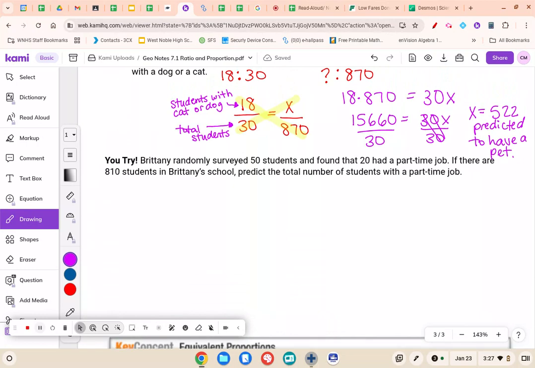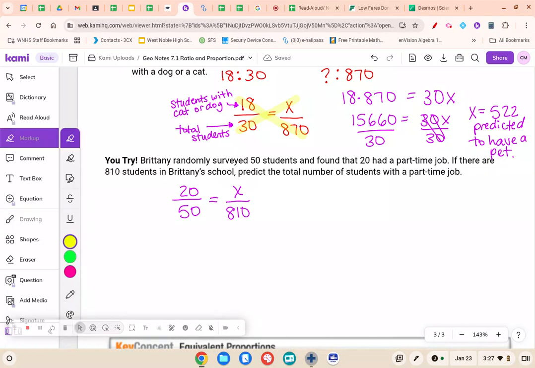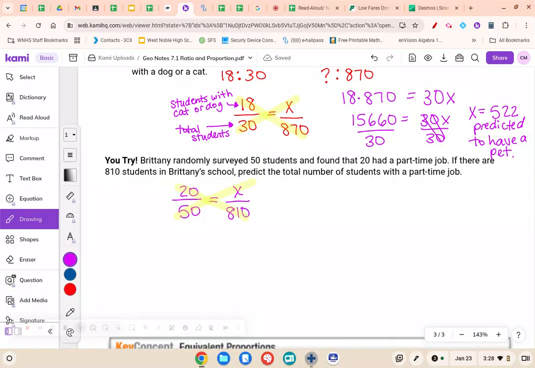It says, Brittany randomly surveyed 50 students and found that 20 had a part-time job. If there are 810 students in Brittany's school, predict the total number of students with a part-time job. We can set this one up really similarly to the pets and total student situation. So we have 20 students have a part-time job. 50 were randomly surveyed. We want to know approximately how many would have a part-time job if there are 810 kids in the school. Once again, you have to kind of match things up. I have the number with job over the total students for both of these ratios.